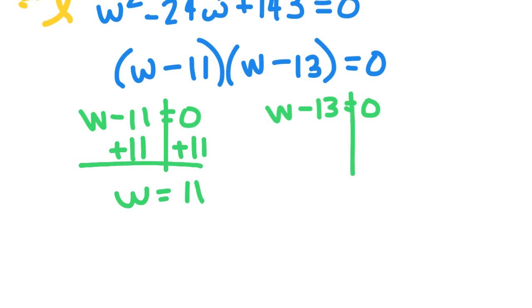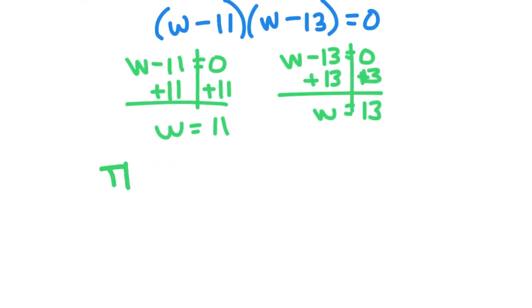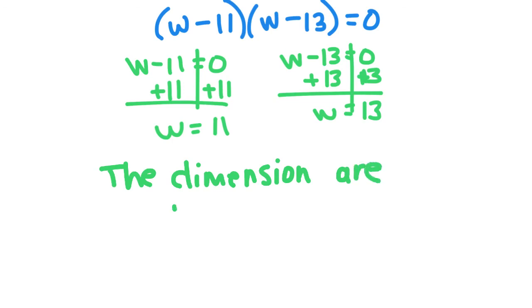And we have the width equals 11 and the width equals 13. But really, what we're looking at is the dimensions. So the dimensions of this rectangle are 11 and 13 units. That gives us the length and the width.